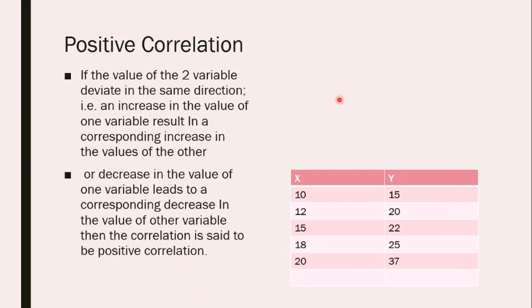So this is a graphical representation of what I have given in the table. Whenever there is a positive correlation, you can clearly see that there will be an upward trend like this when you plot the values. That is, it is moving in the same direction.